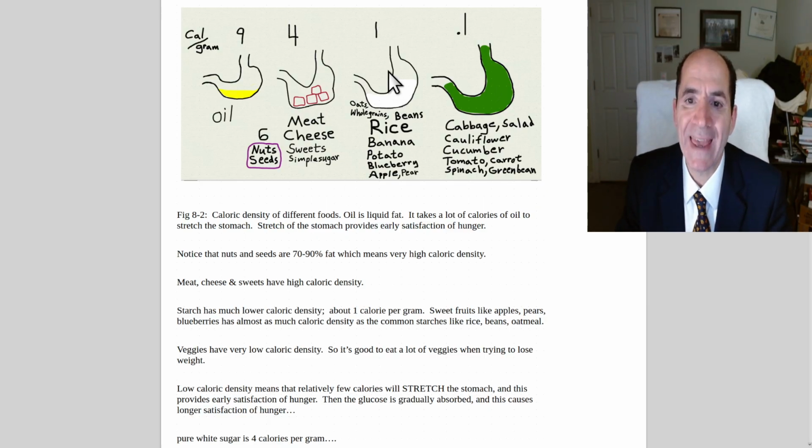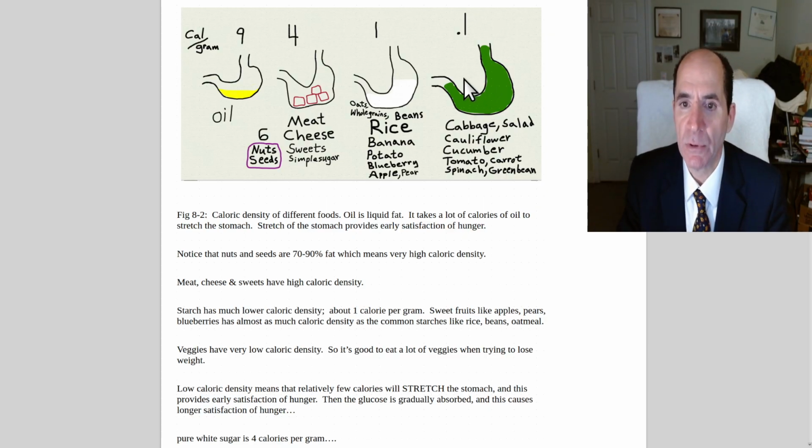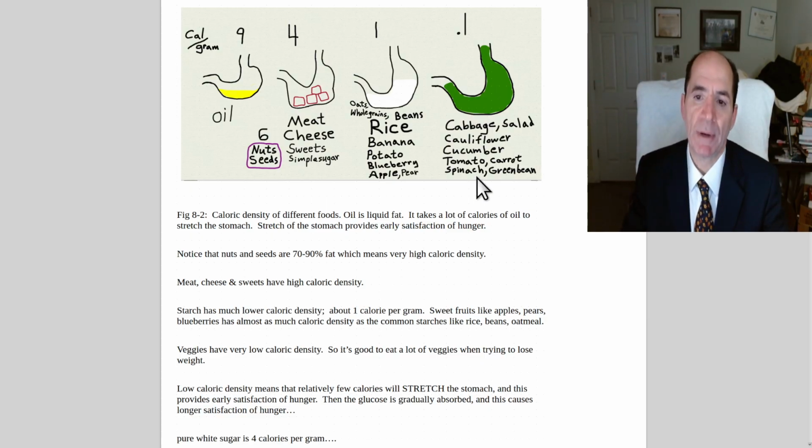You only get 1 calorie per gram with a starch because it's a glucose polymer wrapped in fiber. With vegetables, it could even be 10 times less than that. That's why vegetables stretch your stomach the most. If you're trying to lose weight, you want to eat your vegetables first to get that early stretching of the stomach, early satisfaction of hunger. You're less likely to overeat.